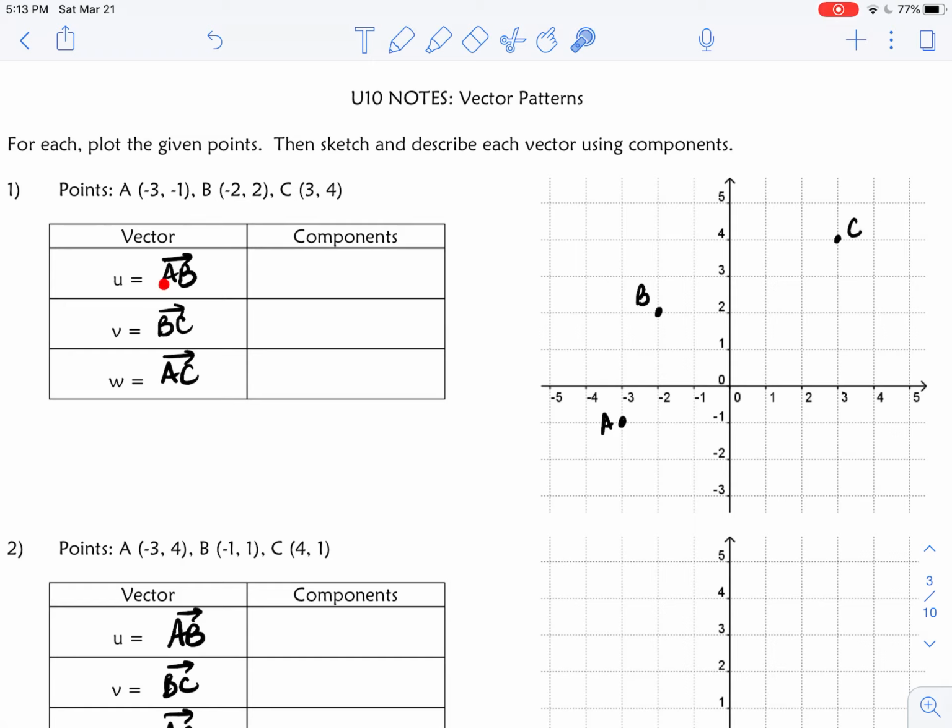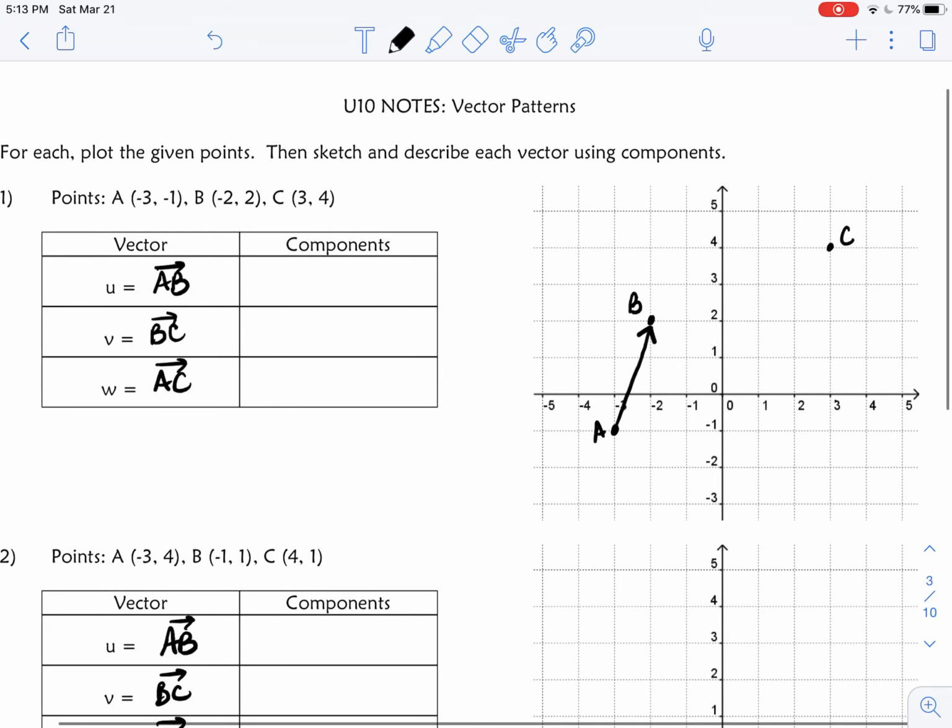All right, so when we're looking at vectors, the order is important. The first letter represents the tail, the second letter represents the tip. This is the direction that the vector is moving. So this first vector, we're going to start at A and move towards B. Make sure you put the arrow at the tip, otherwise you're not drawing a vector. Remember, vectors have length and direction.